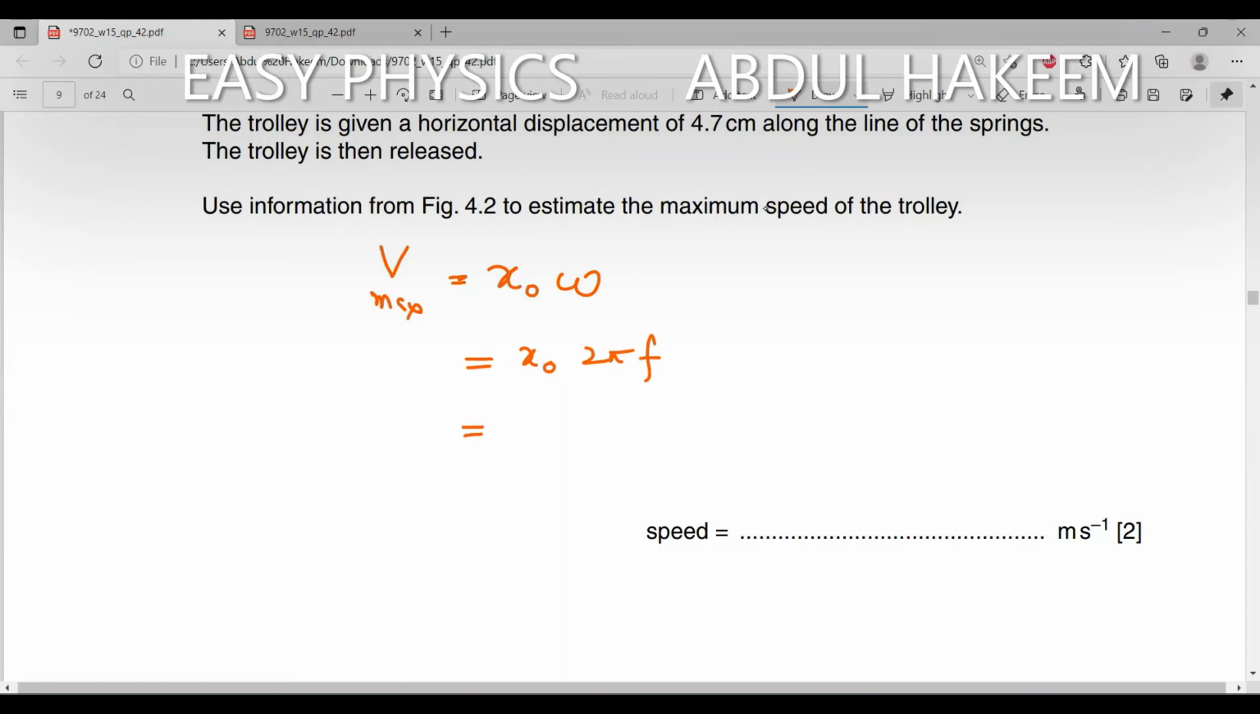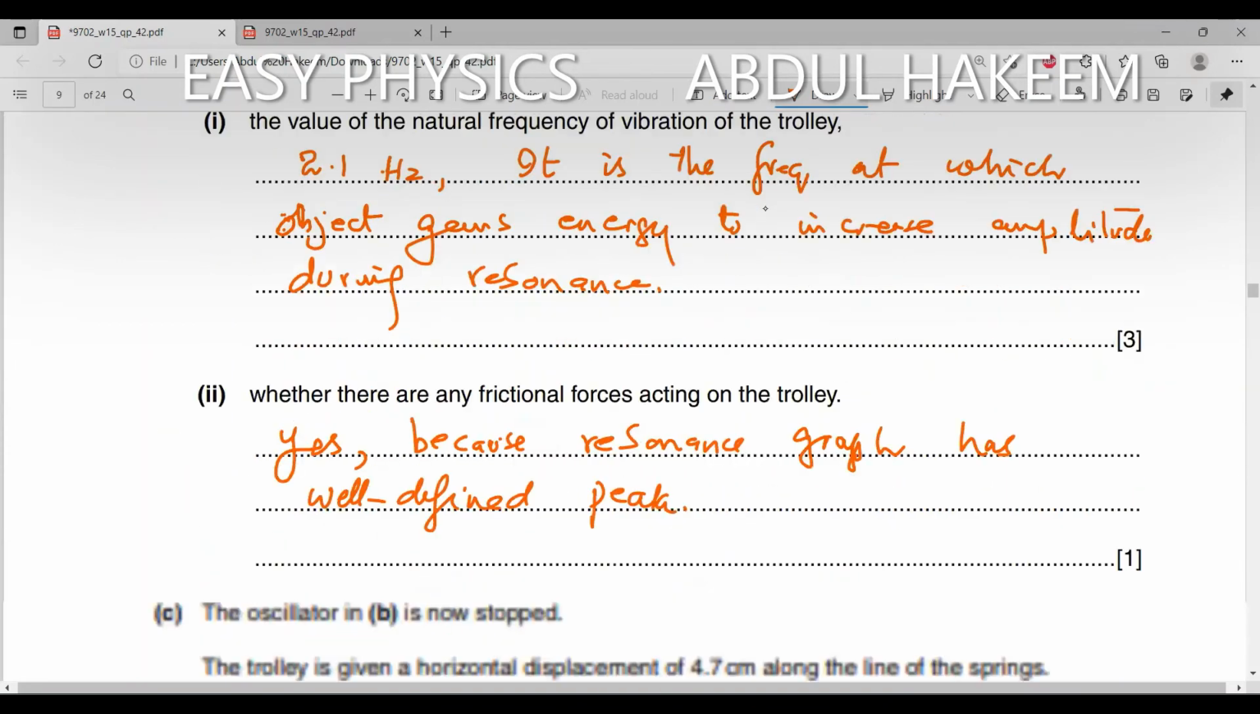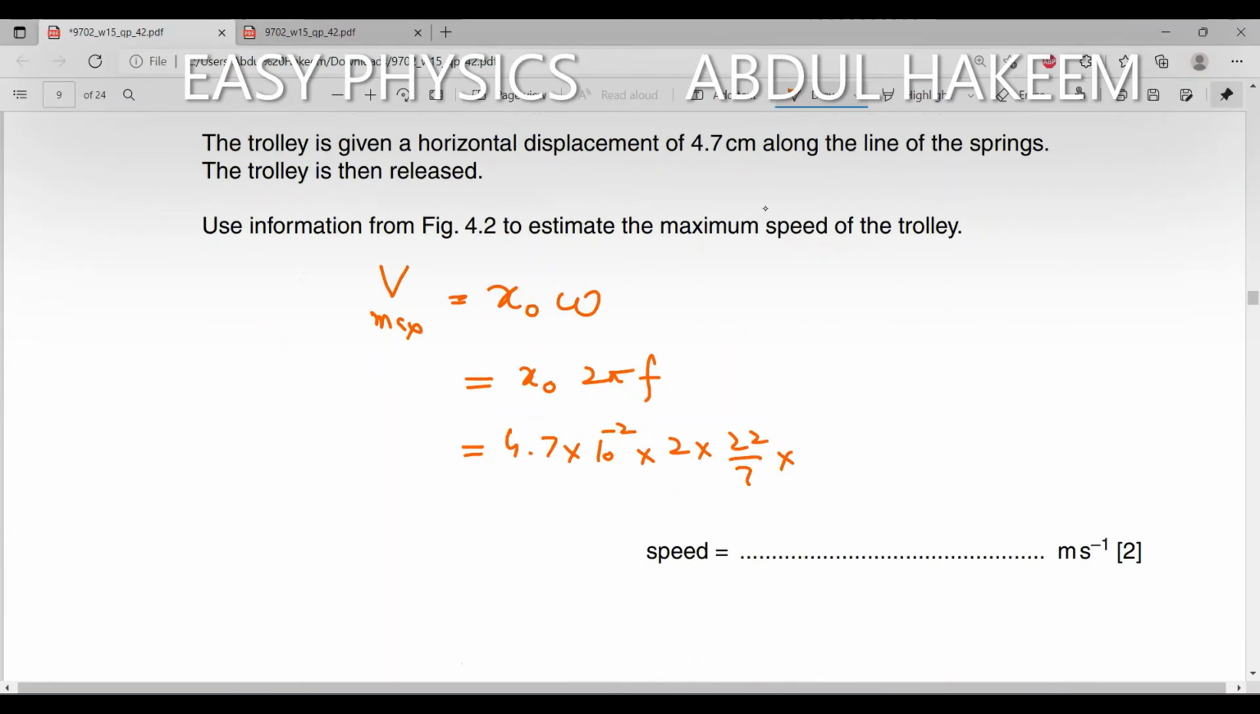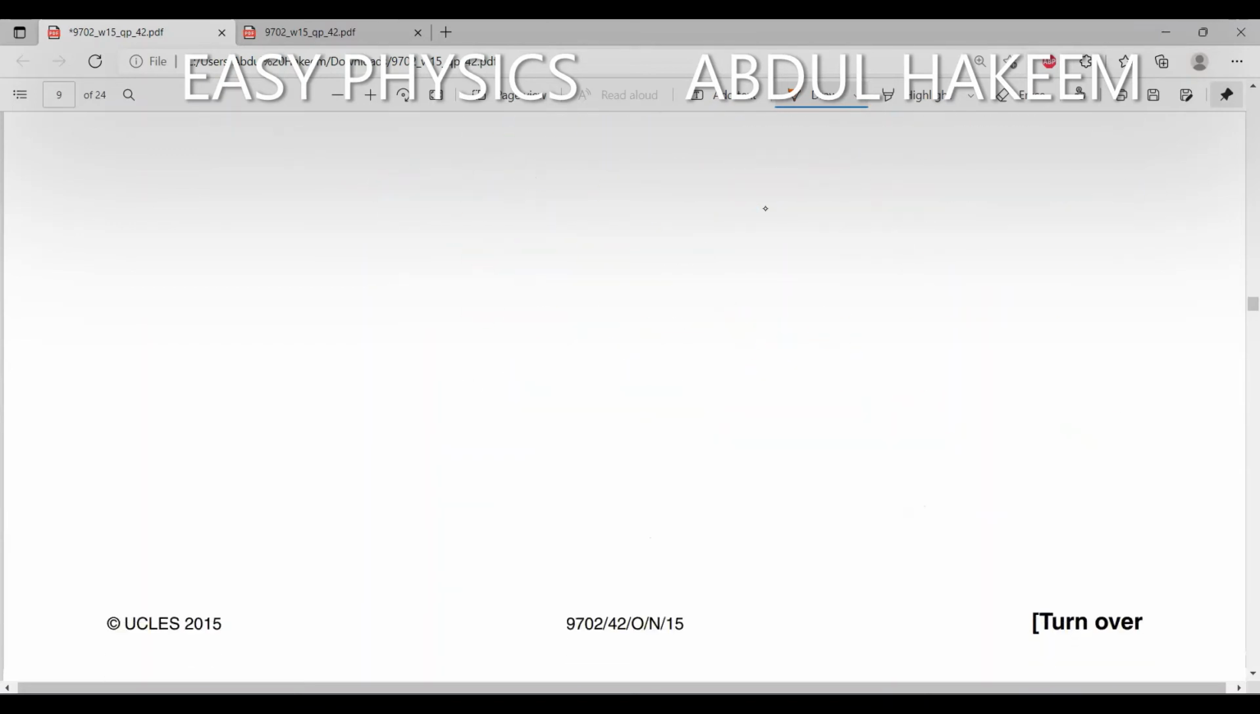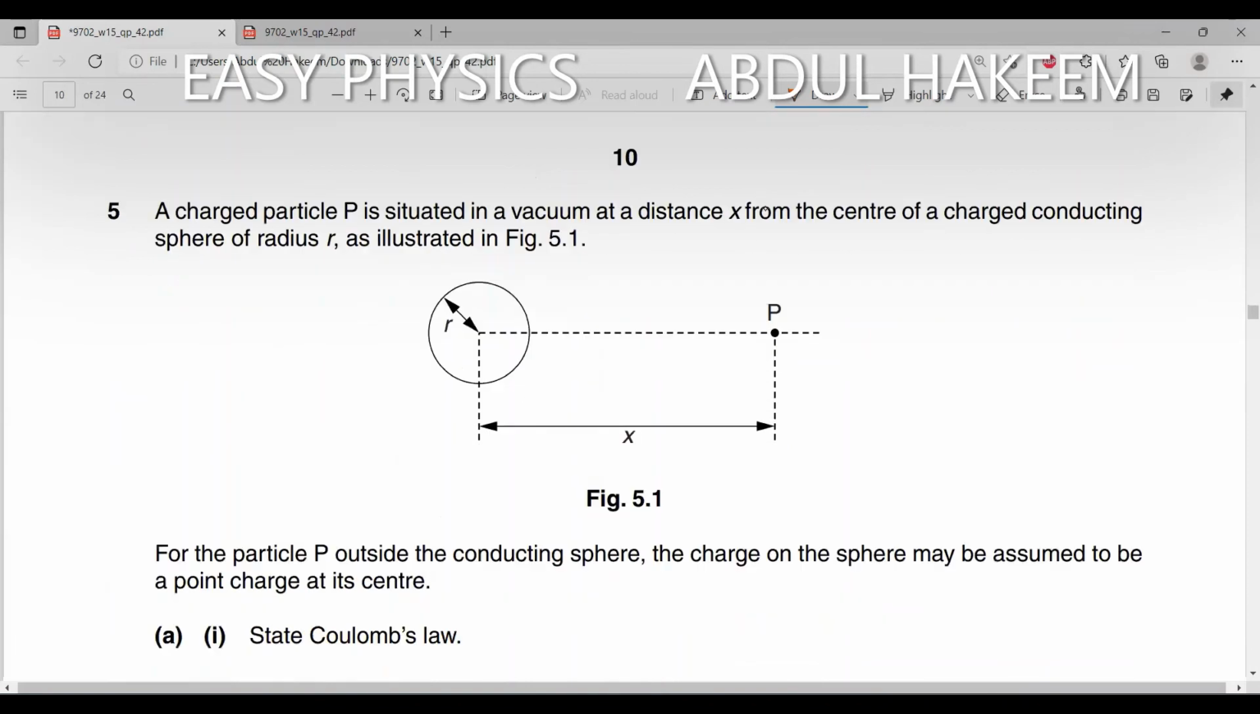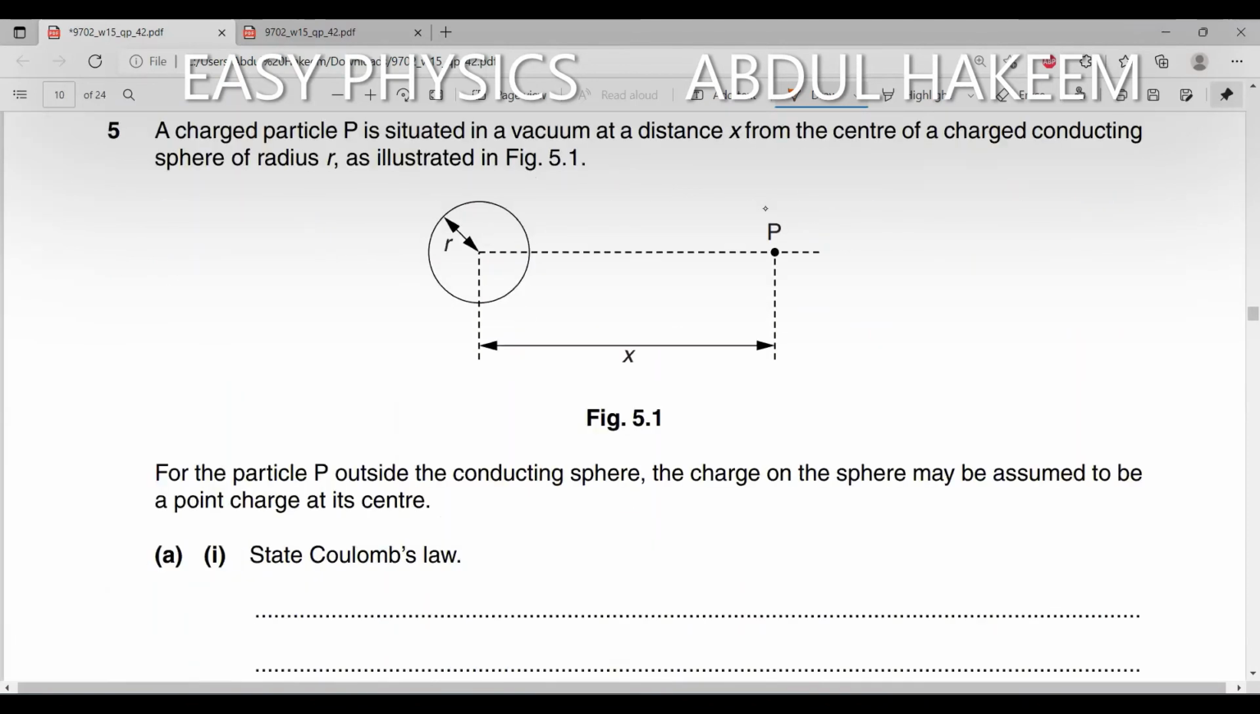What is the x naught? X naught is 4.7 centimeter, meaning 4.7 into 10 power minus 2, into 2 into 22 by 7, and the frequency is 2.1. Answer: 0.62 meter per second. This is the maximum. Next, last question.